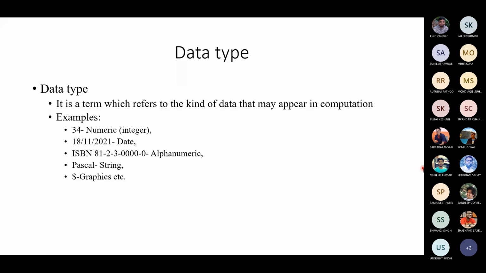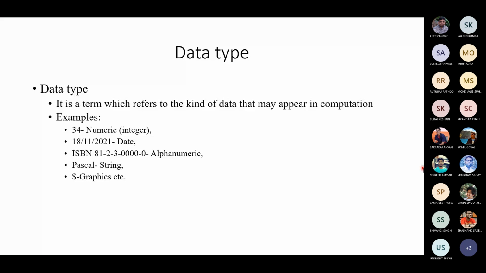When I say 18/11/2021, it is a date. Then ISBN 81, it has alphabets also and numerics also, so we can say that's alphanumeric. Pascal is a string, a collection of characters. Dollar is a graphic symbol or ASCII symbol. Like this we can define a data type, which kind of data we will use in computation.